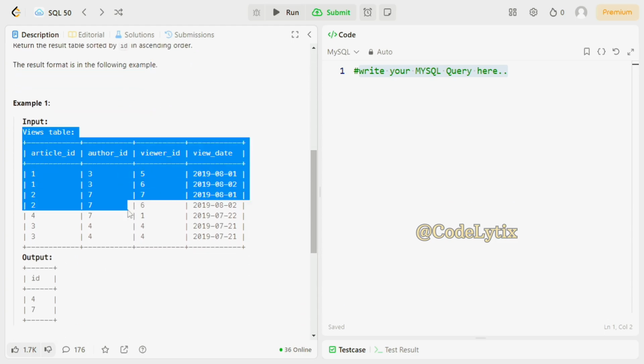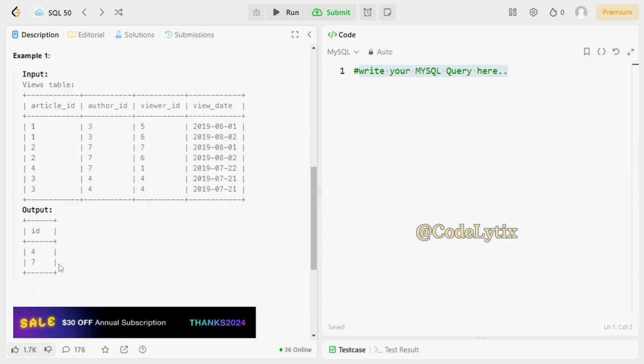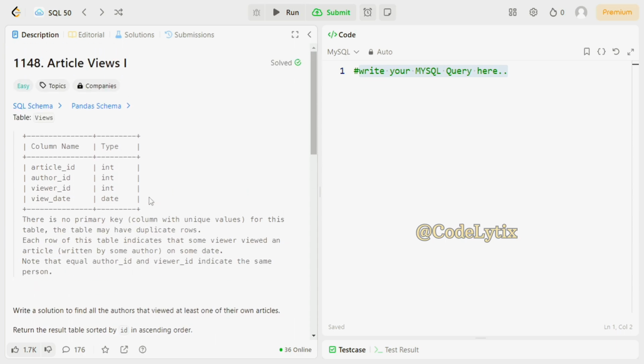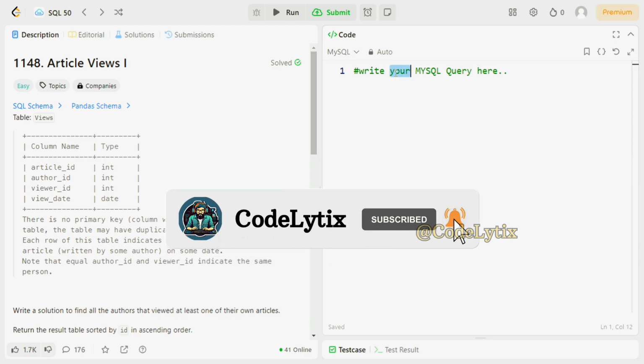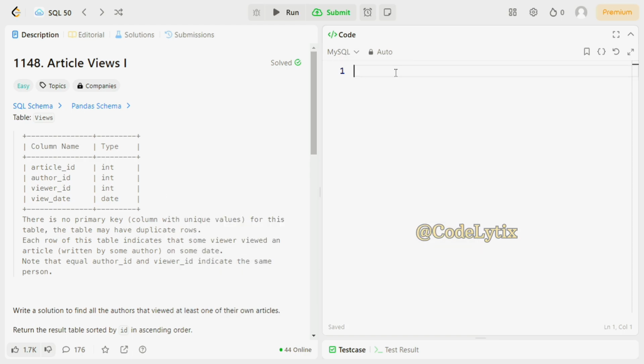We have this Views table here and the expected output is in this format where we need the IDs 4 and 7. Okay, so let us write the solution. For writing this SQL query, I am using this MySQL database. So let us start with the solution.